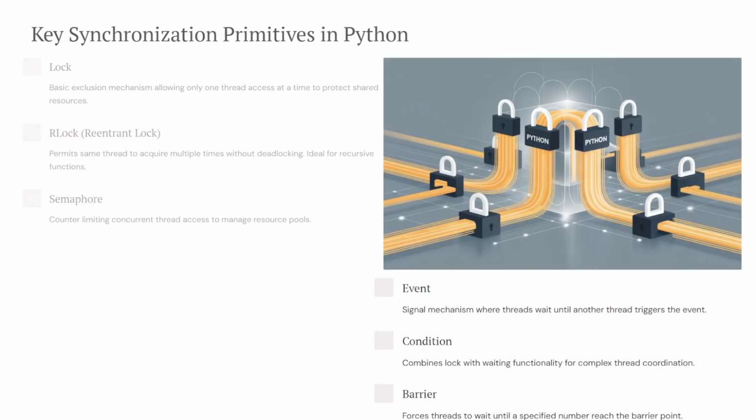In the case of Event, there is a signal mechanism where threads wait until another thread triggers the event. In the case of Condition, it combines a lock with waiting functionality for complex thread coordination. And then the Barrier forces threads to wait until a specified number reach the barrier point.